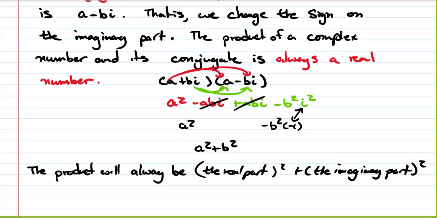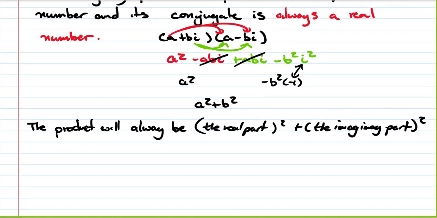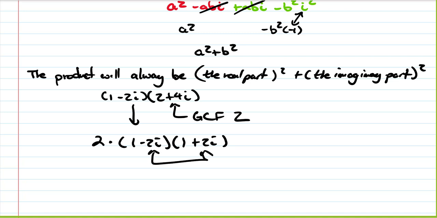So it's worth noting that we could have seen that. We actually saw this in U try number 2, but it's a little tricky. So we had 1 minus 2i times 2 plus 4i. And you're probably saying, well, Professor Peterson, those are not conjugates. But if we look at this, it actually has a GCF of 2. If I were to factor a 2 out of that, I have my 1 minus 2i, and then I have 1 plus 2i. These two guys are indeed conjugates.